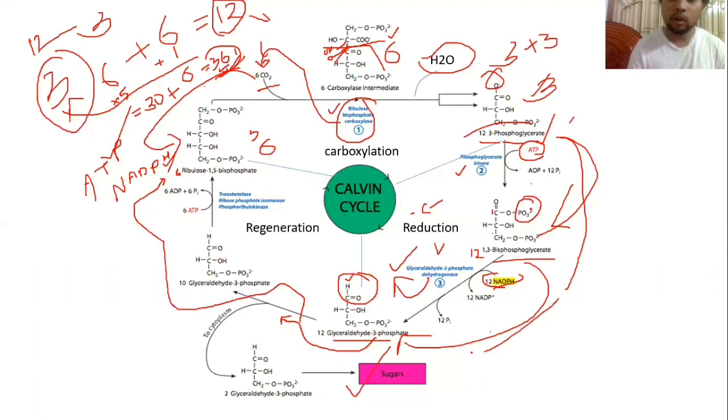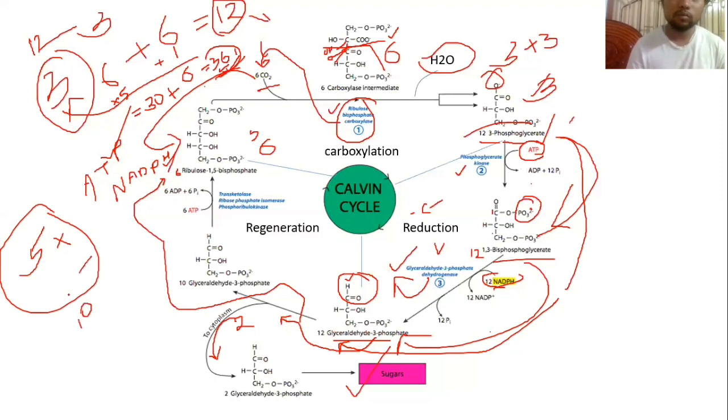Here 5 carbon, and here 1 carbon. So total 30 plus here 1 carbon each, so it will be 6. Total 36 carbon in 12 molecules. Sorry, 36 carbon atoms in 12 molecules.